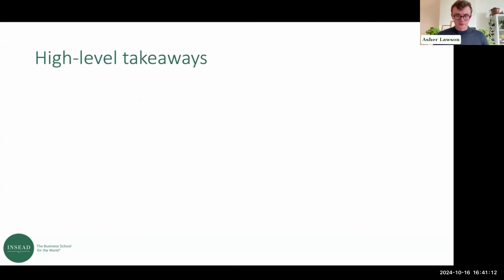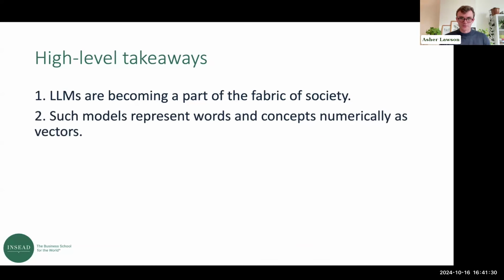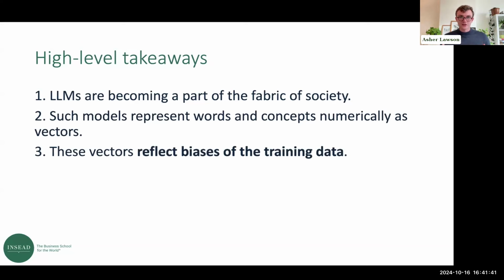As we zoom out to a higher level, this is my research focusing specifically on what we can learn about global attitudes on inequality from these LLMs trained in these different languages. The higher level implications are the following. LLMs are becoming a part of the fabric of society. We're now using them on a day-to-day basis. And such models represent words and concepts numerically as vectors. So we started the talk thinking a bit about those word vectors that underpin those models and where they actually come from. These vectors just reflect biases of the training data.